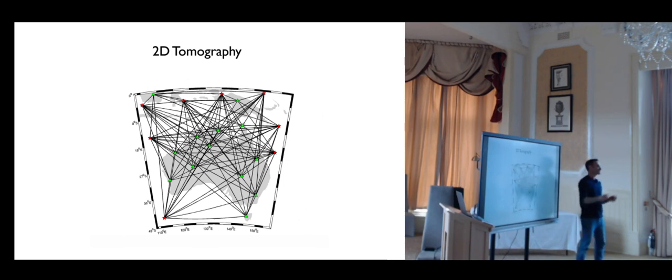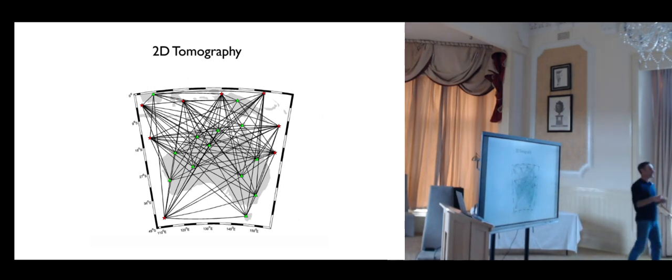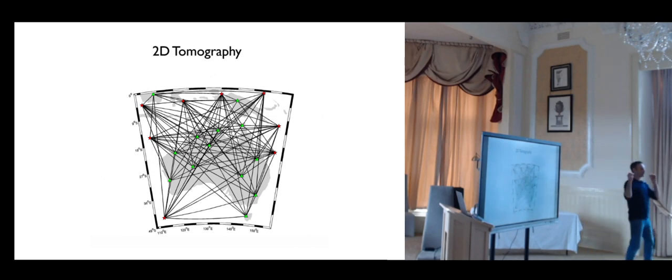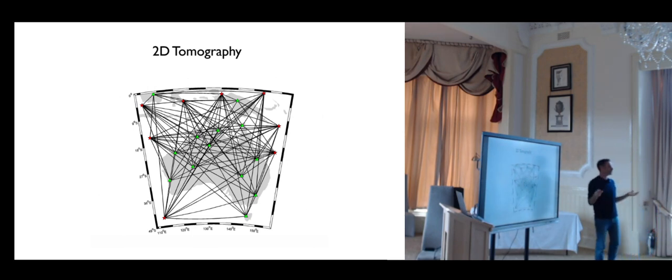We have stations, and we have surface waves that propagate from sources to receivers. Our data are travel times: the travel time that the surface wave takes to travel from a source to a receiver. That's our data. We also know the distance between the source and the station, so from the travel time and the distance, you can derive a velocity.